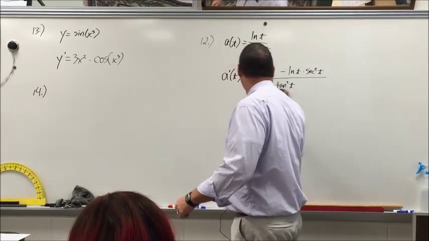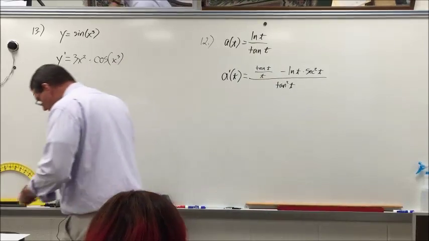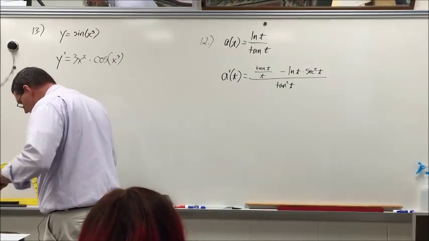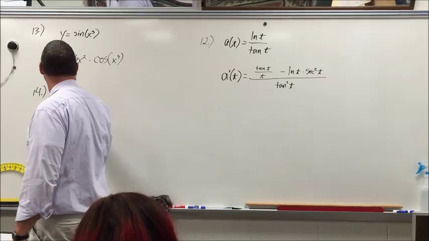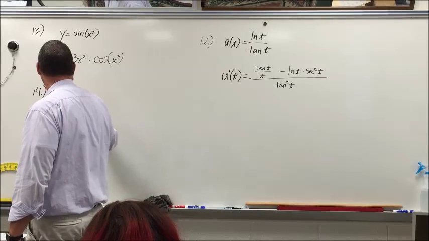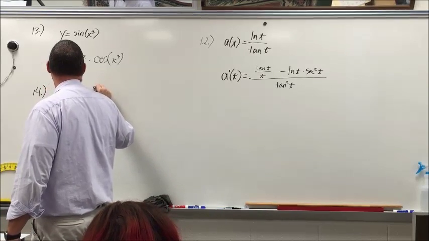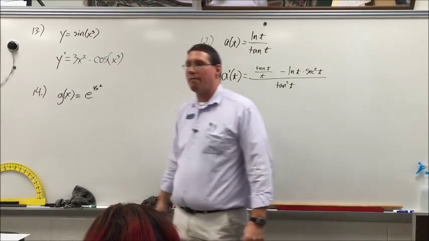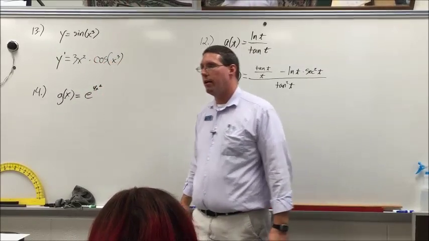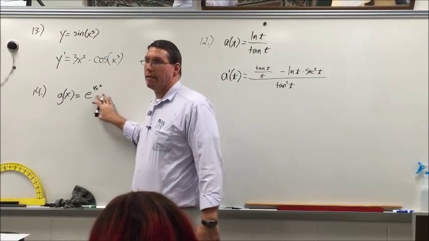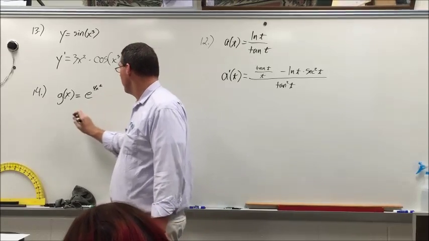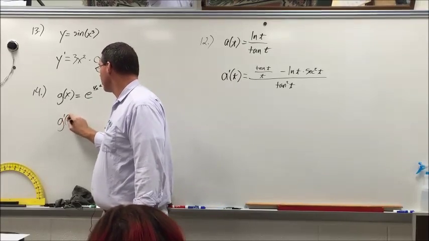Okay. All right, now, 14, we've got g of x equals e to the 4x squared power. Yes, it's okay to have an exponent in an exponent. That's fine. And for me, this is old hat. This is like regular, everyday kind of stuff. And it will be for you eventually.